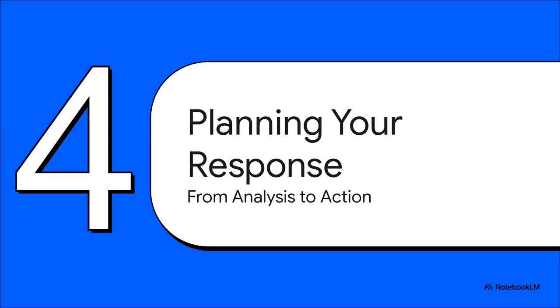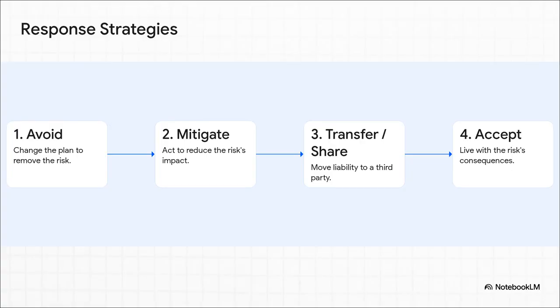Okay, so you know your priorities. You know which risks are the big, scary ones. Now it's time for the million-dollar question. What are you actually going to do about them? This is where we shift from just thinking and analyzing to taking real action. When you're facing down a potential threat, you've basically got 4 main strategies in your playbook. You can try to avoid it, mitigate it, transfer it, or just plain accept it.